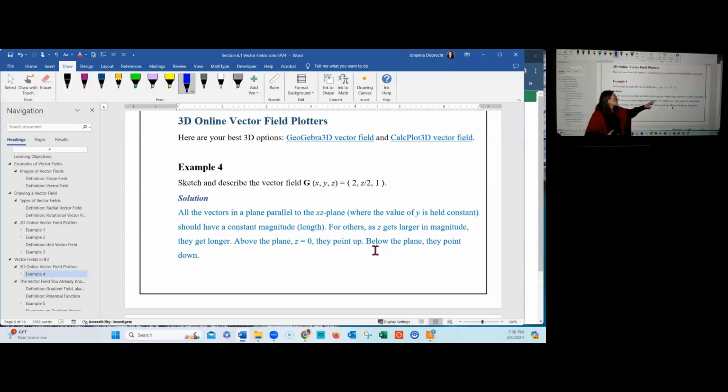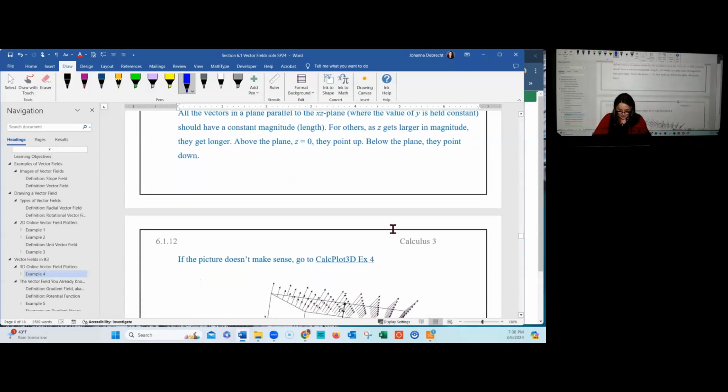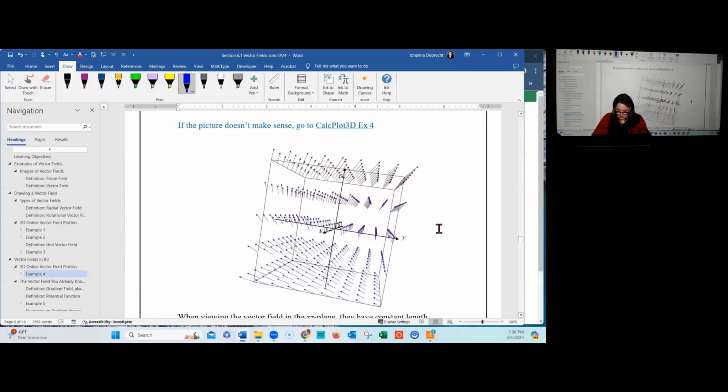However, if we're looking at the center component, z divided by 2, as z gets larger in magnitude, the vectors get longer. Above the plane, when z equals 0, all the vectors will point up. Below the xy plane, where z equals 0, the vectors will point down. Let's take a look at what example 4 looks like. You can see an image of it right here. And note, of course, that you do have the vectors pointing in different directions.